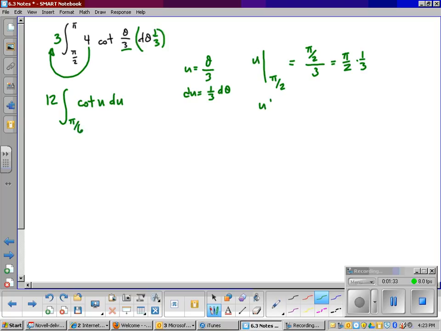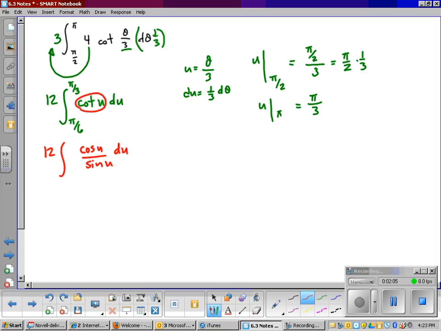Now I want to evaluate u at the upper bound, which is pi. That's a little bit simpler. If theta is pi, then u is pi over 3. Now everything is in terms of u. However, I don't know what the antiderivative is for cotangent just by recognition. So I need to make another substitution. This is just a trig substitution. Let's change this to cosine over sine.